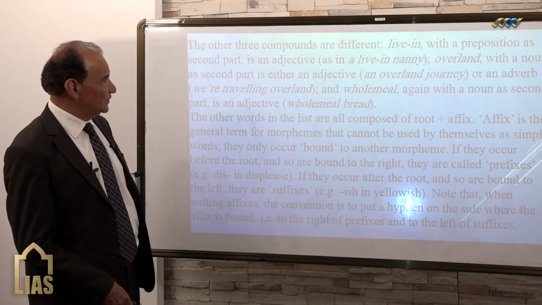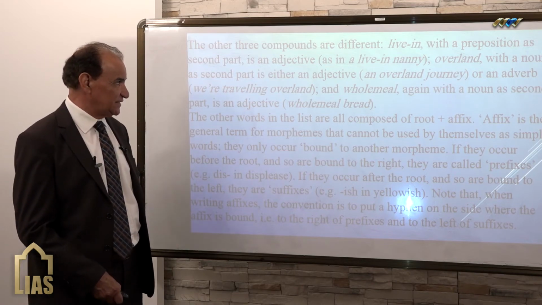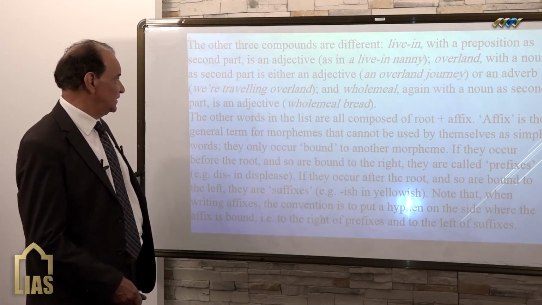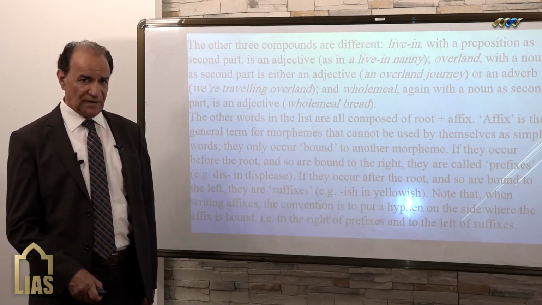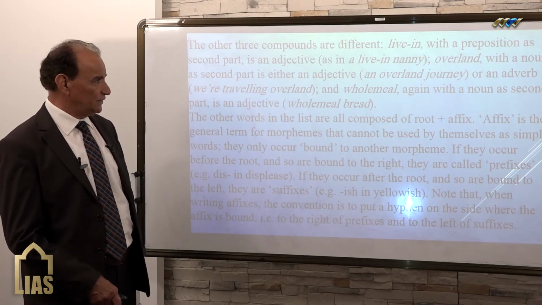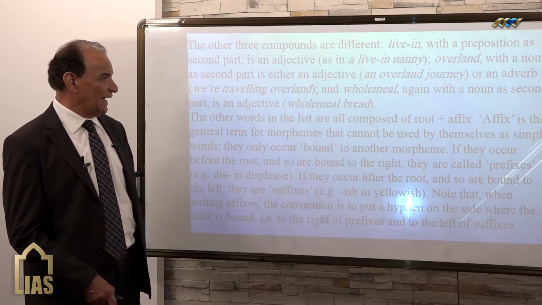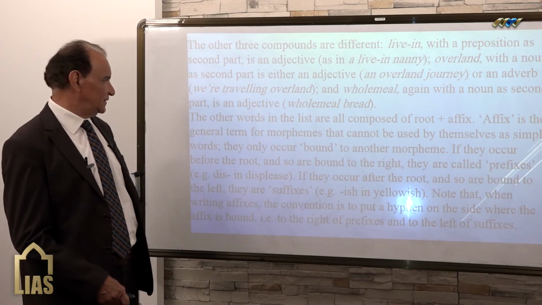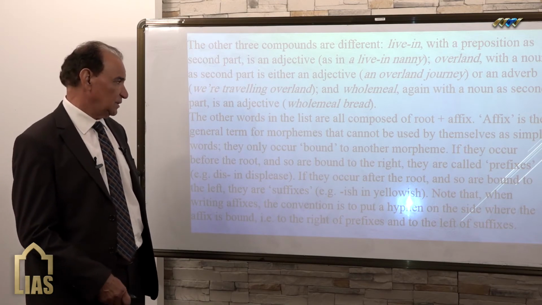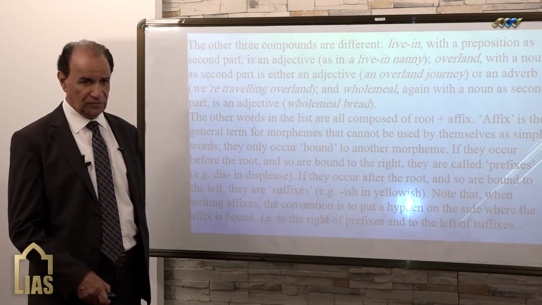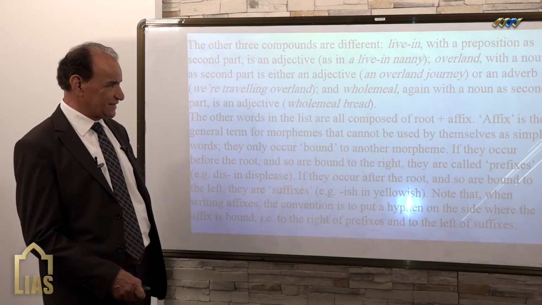The other three components are different. Living, with a preposition as second part, is an adjective, as in a living nanny. Overland, with a noun as a second part, is either an adjective, an overland journey, or an adverb, we're traveling overland. And wholemeal, again with a noun as a second part, is an adjective, wholemeal bread. So the whole compound is an adjective of the noun bread.